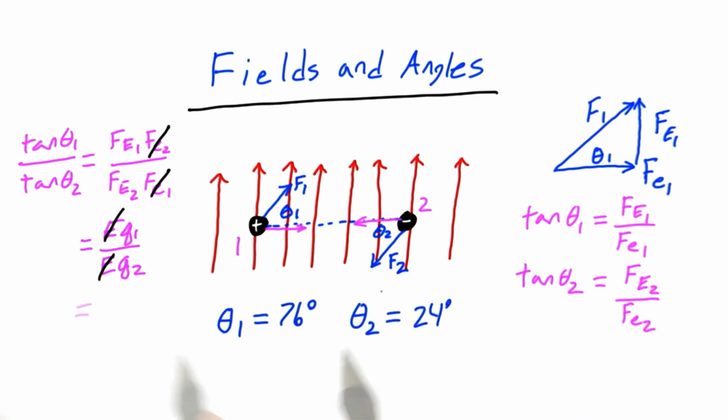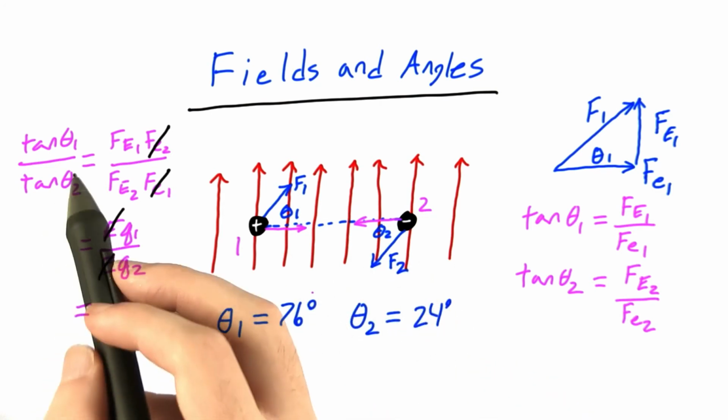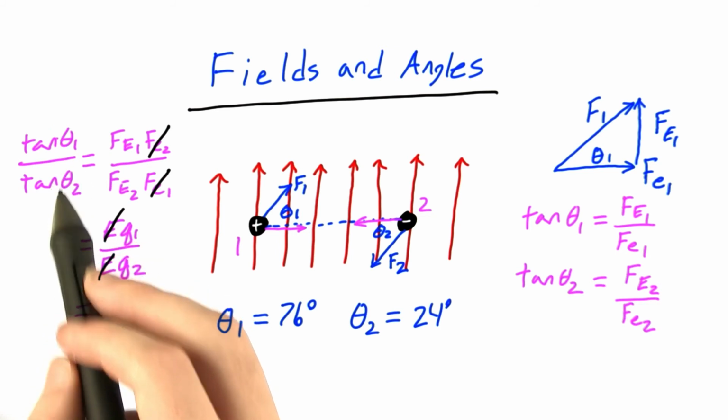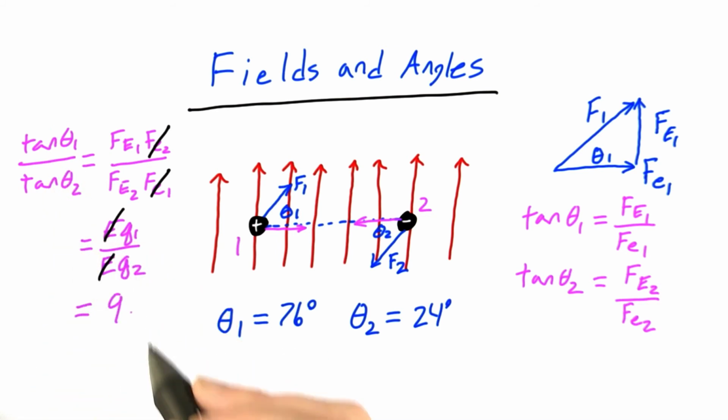That's pretty cool. And plugging in my known values for these angles here, I can calculate the ratio of these two tangents, and this gives me that the ratio between these two charges is about equal to 9. If you're able to get this, great work.